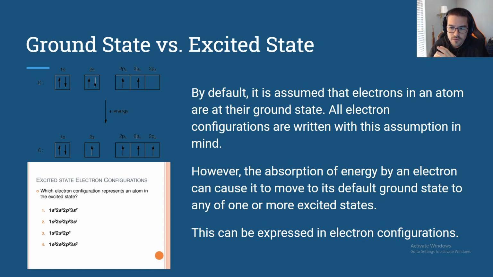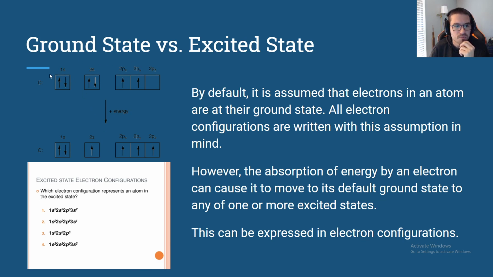By default, it is assumed that electrons in an atom are at their ground state. Ground state electrons are how we would tend to think of them by default. Here it says all electron configurations are written with this assumption in mind. So take this one right here, for example, 1s2, 2s2, 2p6, 3s2. If we add up those numbers, that's 12 electrons. This is the ground state electron configuration for magnesium. 12 electrons, atomic number 12 would be magnesium.